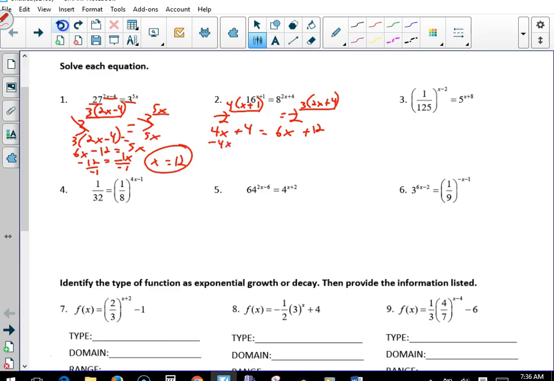Now, I want to get 4x on this, over here to the right side. And at the same time, I'm just going to move the 12. 4x's cancel. This is negative 8. 6x minus 4x is 2x, and the 12's cancel. Now I divide by 2, and I get x is equal to negative 4.